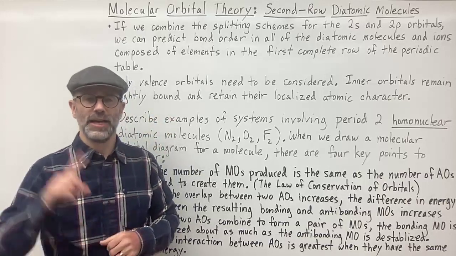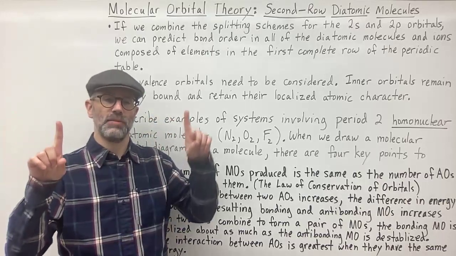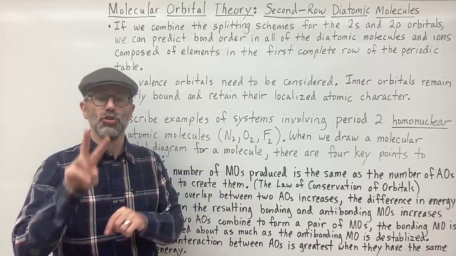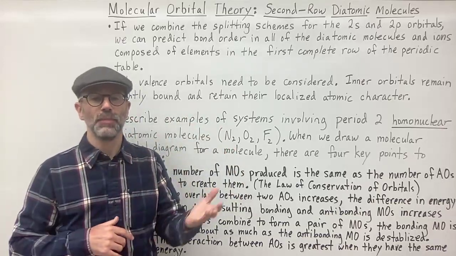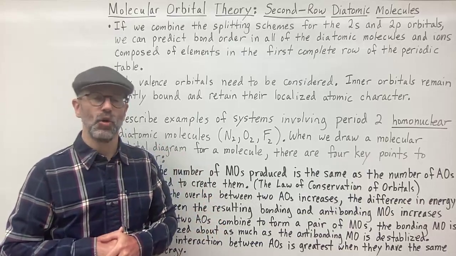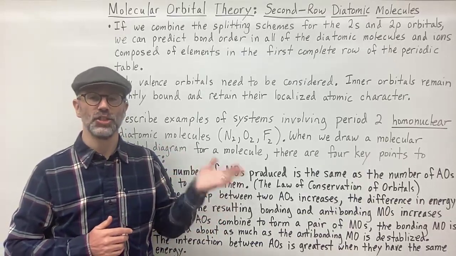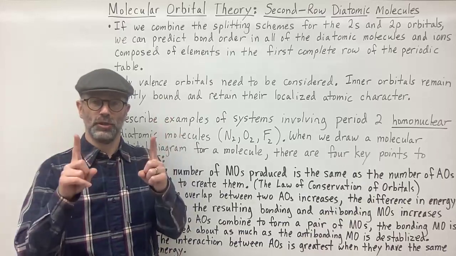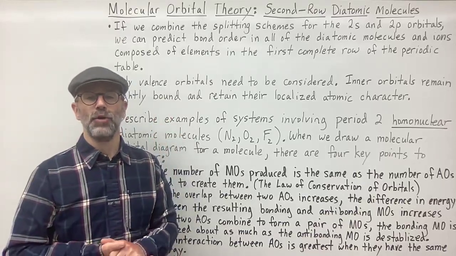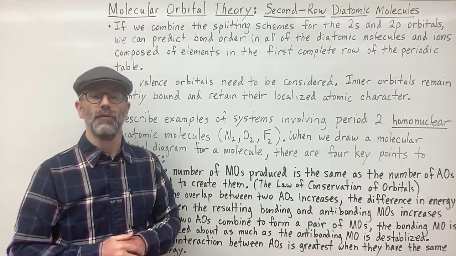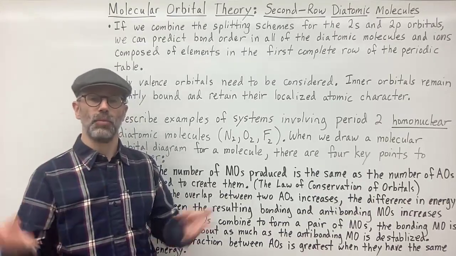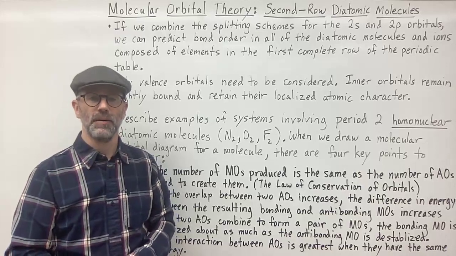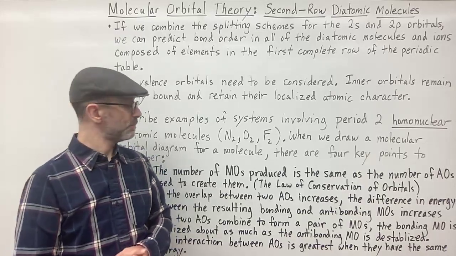So you take a 1s from one atom, a 1s from another atom, you combine those, you get two molecular orbitals, you get the sigma 1s bonding orbital, and you get the sigma 1s star antibonding orbital. So you get two molecular orbitals from two atomic orbitals, right? If you had, say, four atomic orbitals that you're combining, then you're going to get four molecular orbitals from that.